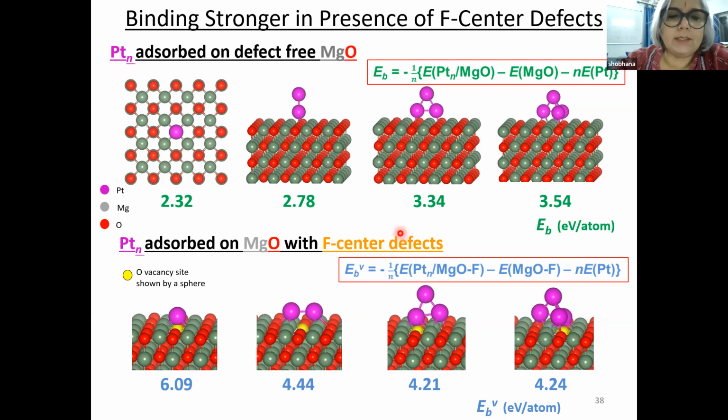You also will notice certain changes in geometry, most notably, for example, for the dimer. On the pristine, defect-free surface, the dimer absorbs in a vertical position, whereas on the F center, it absorbs in a horizontal position.